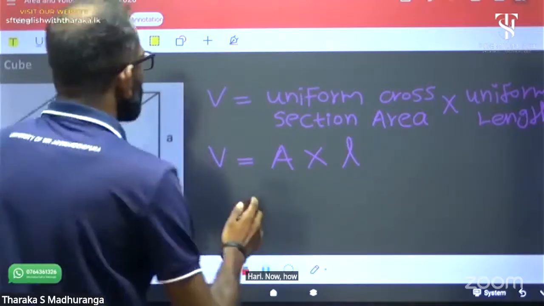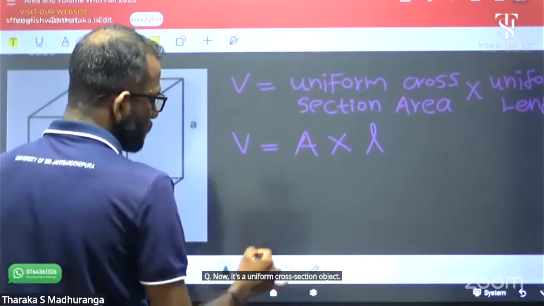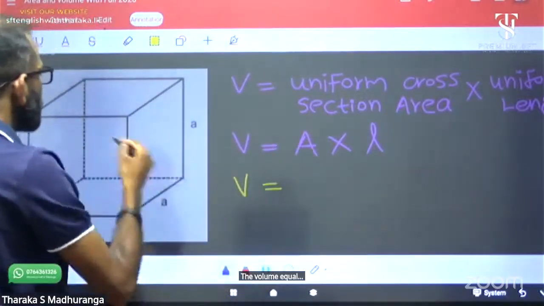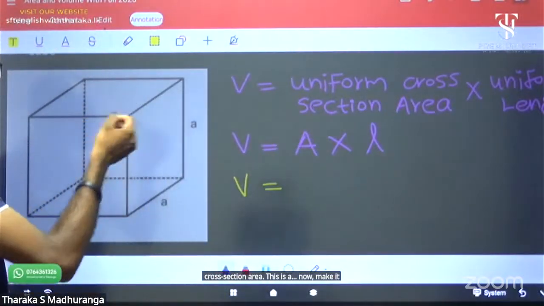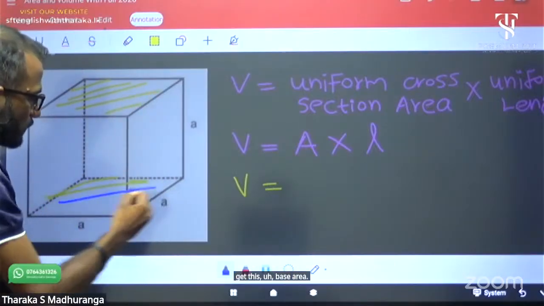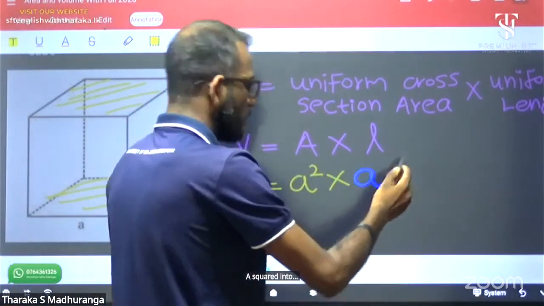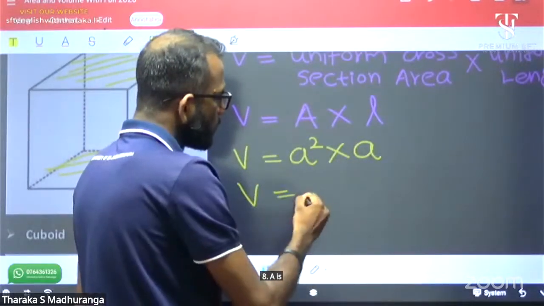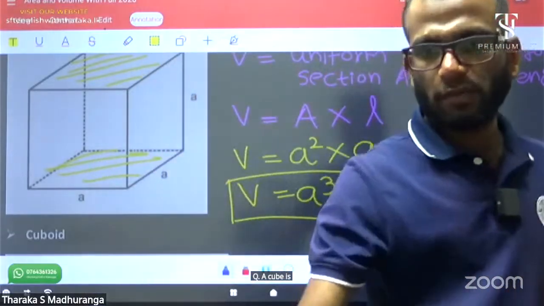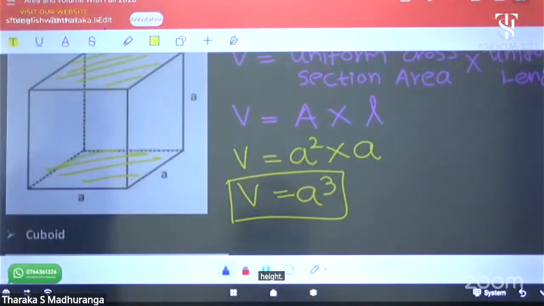Okay. Now, how to get the volume of a cube? It's a uniform cross section object. The volume equals the cross section area. Take this base area: a into a, a squared, into a. A squared into a means a cubed is the volume of a cube. A cubed is the volume of a cube, which is length into width into height.